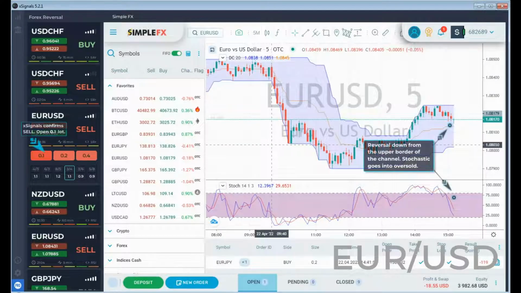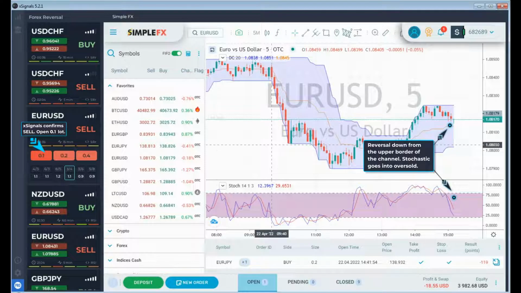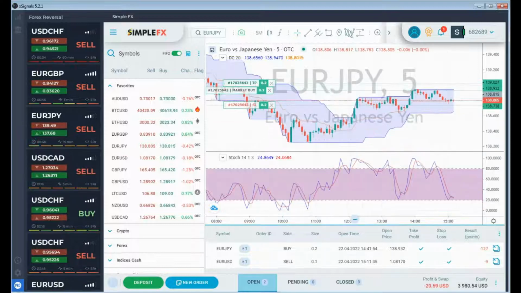We will hedge on the euro-dollar pair. All conditions for sell. Reversal from top order Donchian. Stochastic is moving to overbought. As in the first transaction, all profit factors show the equilibrium of the market. Let's open an order with small profit and lot size, only to compensate for the current loss.